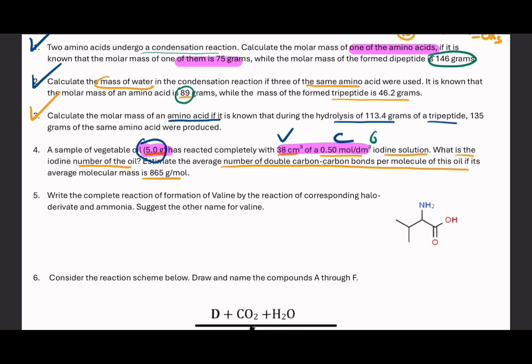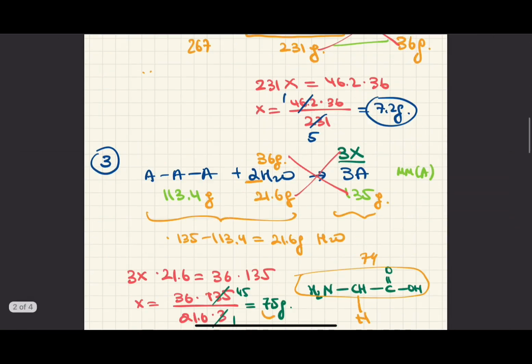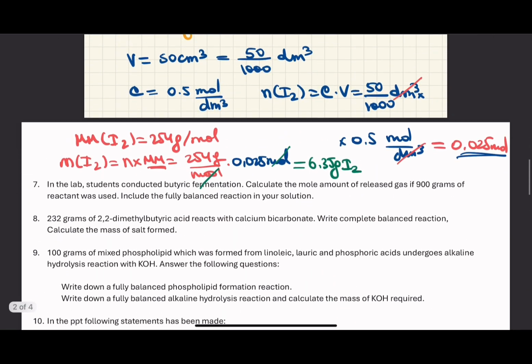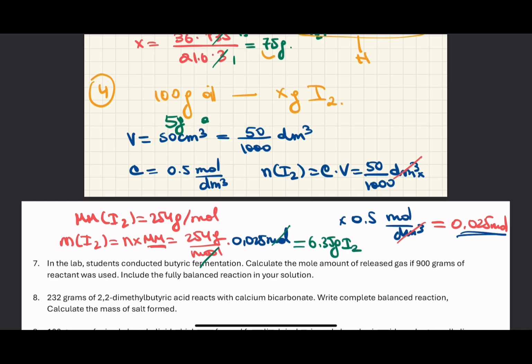We figured out that this much iodine is 6.35 gram. And they're only asking for the iodine number, so this is going to be basically 5 gram of oil requires 6.35 gram. So you would do cross multiplication like this, and x would be 100 times 6.35 divided by 5. And this would be 127 gram iodine, which is the iodine number.